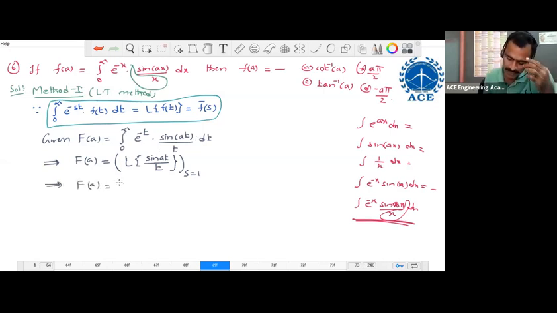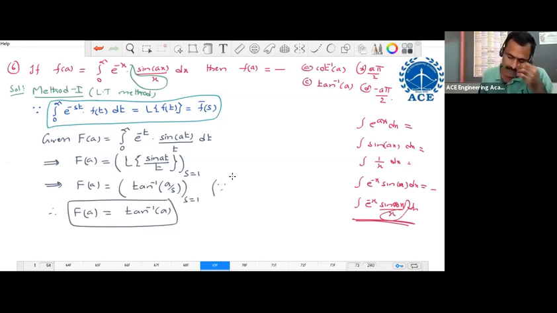a equal to, but Laplace of sin at by t is tan inverse of a by s, with s equal to 1. Therefore, f of a, with s equal to 1, becomes tan inverse of a. That's all. This is the answer.